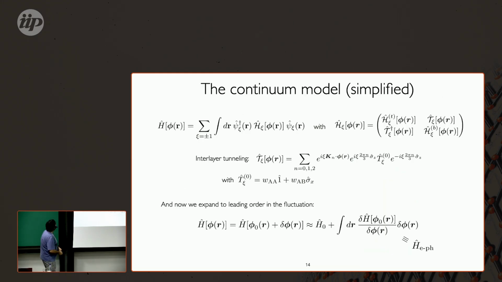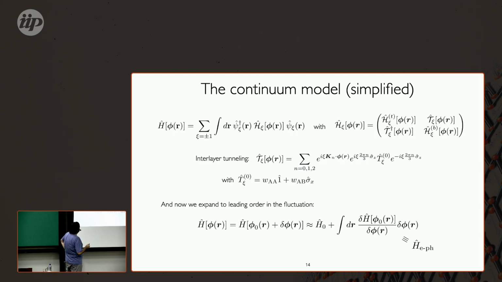Let me move on. Let's move from TMDs back to twisted bilayer graphene again. Let me discuss a minimal continuum model to describe electron-phonon and electron-phason coupling. So this is how we think of the continuum model, the Bistritzer-MacDonald model, in real space. We have this kind of k·p expansion. These are field operators around the valleys, the two original valleys.